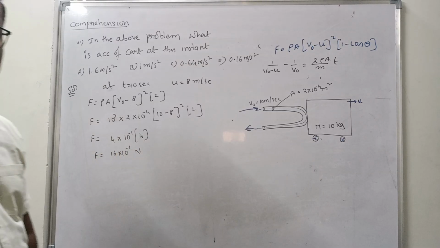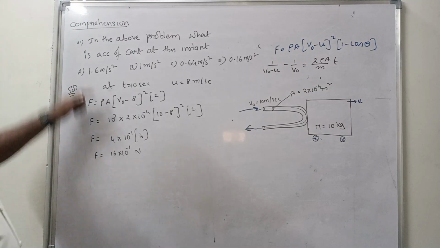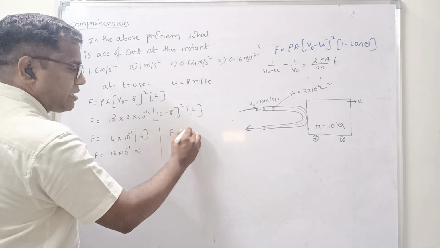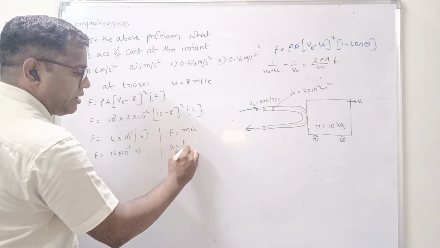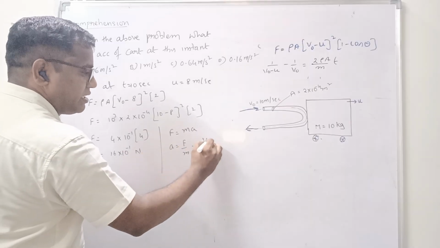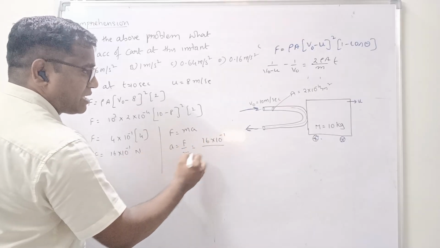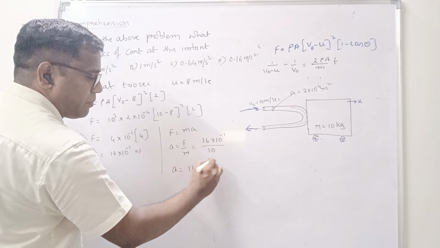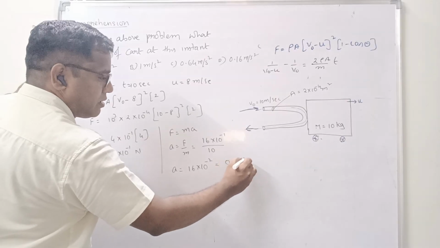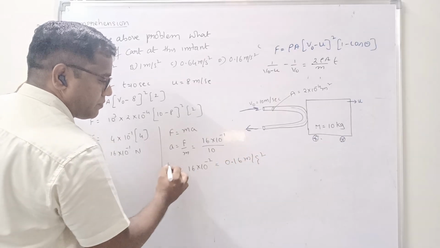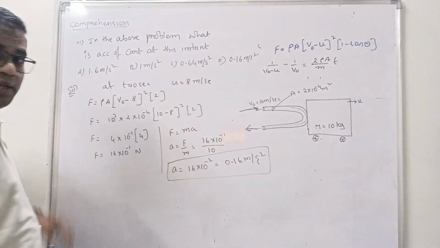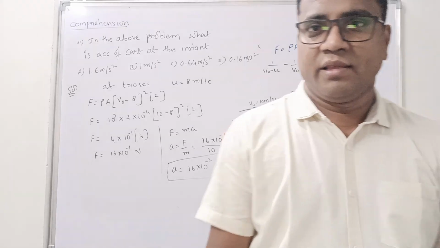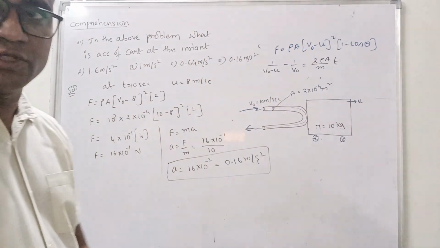But what is he asking? He is asking the acceleration of the cart. We know F is equal to ma, so a is equal to F by m. F is 16 into 10 power minus 1, upon the mass of the cart, which is given as 10 kg. So a is equal to 16 into 10 power minus 2, which is 0.16 meter per second square. This will be the acceleration of the cart. I hope you are understanding, right? Clear? Please make a note. We will see the next question.